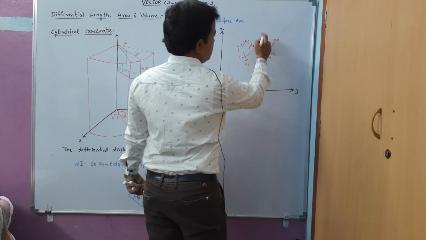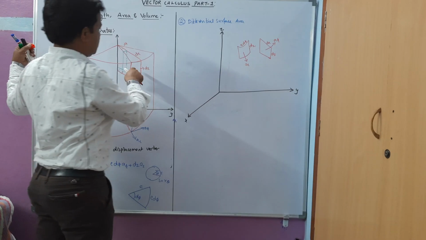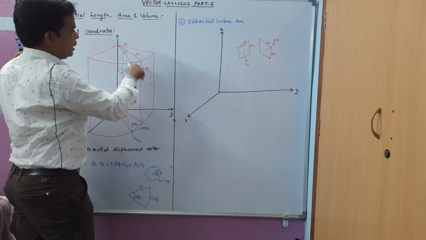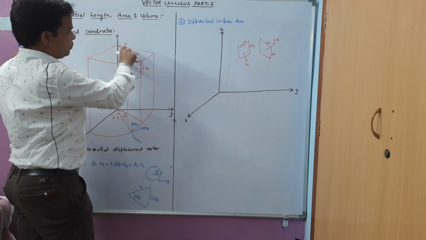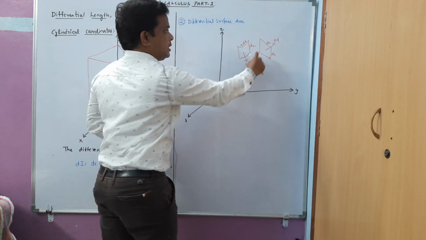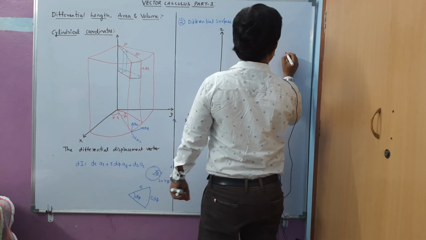So this is the dz and this is the radial. You can see from here, this is the dz and this is the rho. If you take this elemental surface area, we will get this elemental surface area, and finally we have this one.